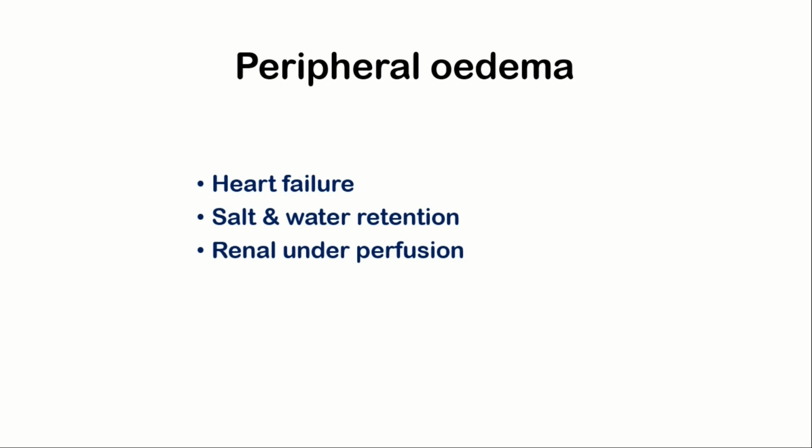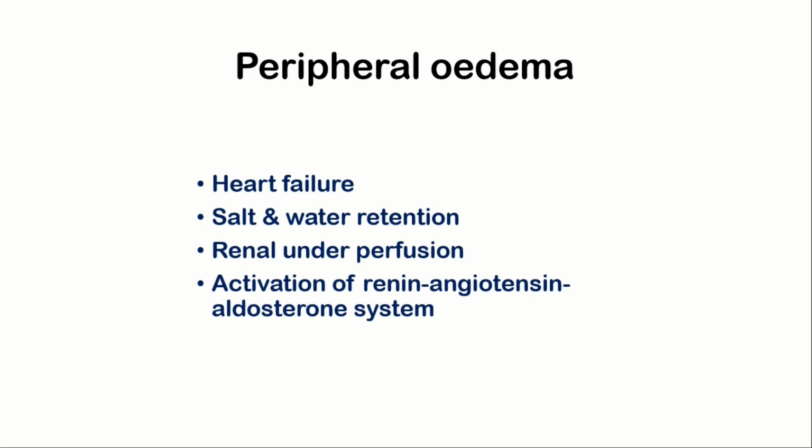Heart failure results in salt and water retention due to renal underperfusion and consequent activation of the renin-angiotensin-aldosterone system, which will lead to peripheral edema. This can be seen as ascites, or fluid in the abdomen, and ankle edema.